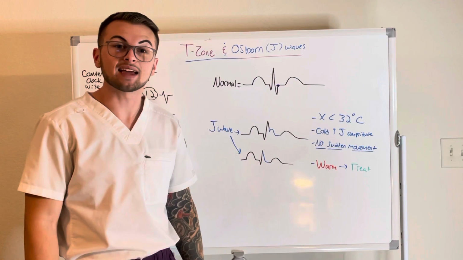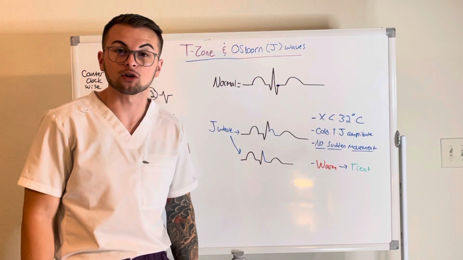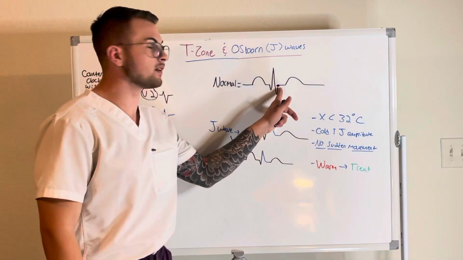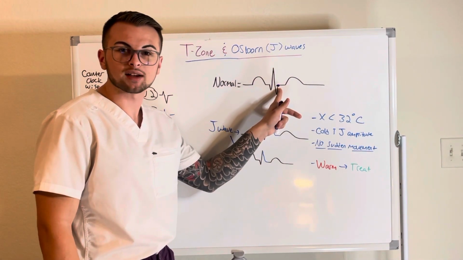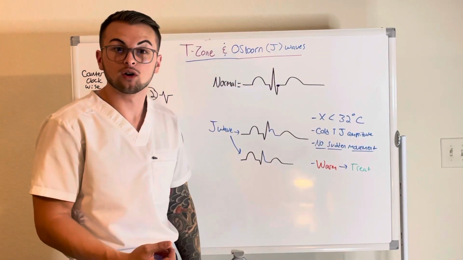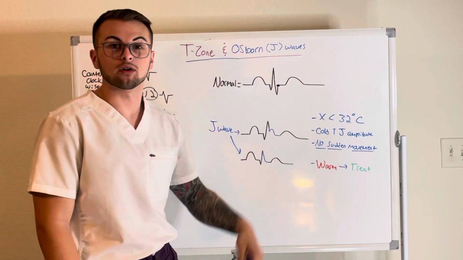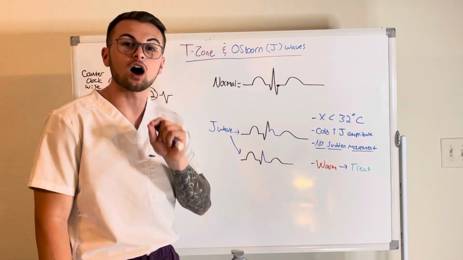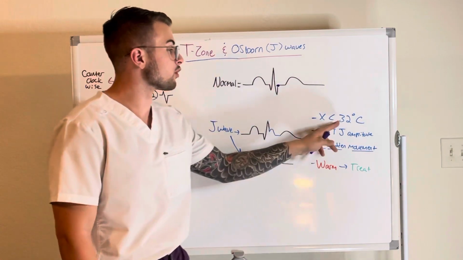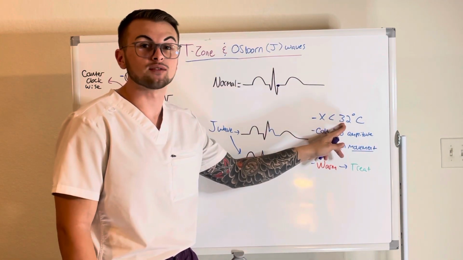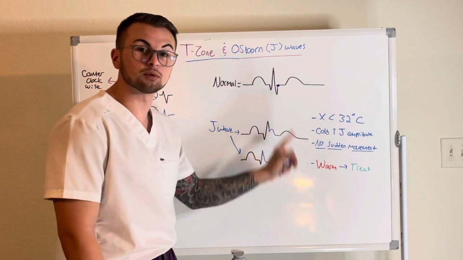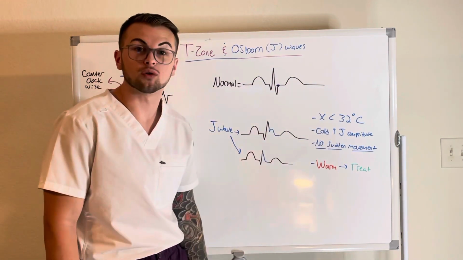Osborne waves indicate that our patient is probably hypothermic or experiencing low body temperature. Remember the J point, the end of the QRS complex? If we have a wave at the J point, it is called a J wave, also known as an Osborne wave. Remember that Osborne waves usually indicate that the patient is below 32 degrees Celsius. That's very, very cold. And the colder the patient, the higher the amplitude of the J wave shown here.